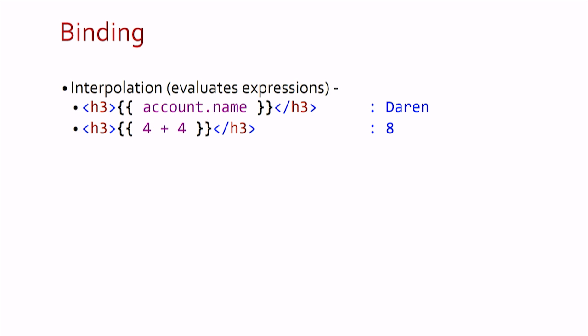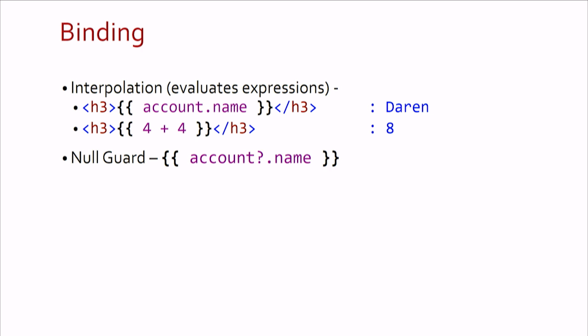We've got a couple of different types of binding that are available to us. The first is interpolation. And effectively, interpolation evaluates expressions. And you can tell in interpolation because it has these double curly braces surrounding some form of expression. For the first one here, for example, we have account.name. So the outcome of this expression would be the values held in account.name, which in this scenario is Darren. The second one shows that we can actually evaluate any JavaScript style expression. So 4 plus 4 would evaluate to 8, and that's what will be displayed there.